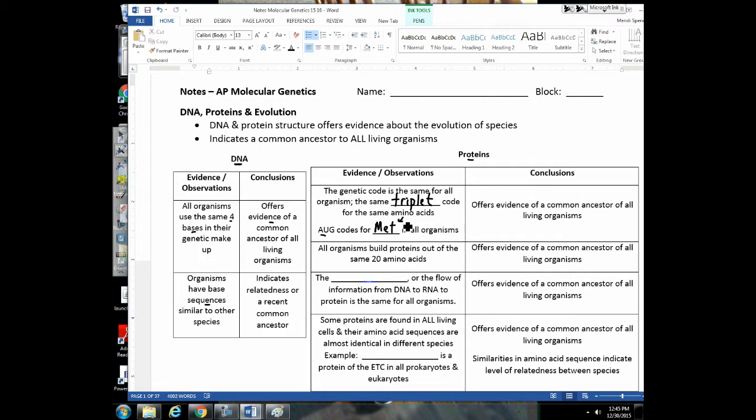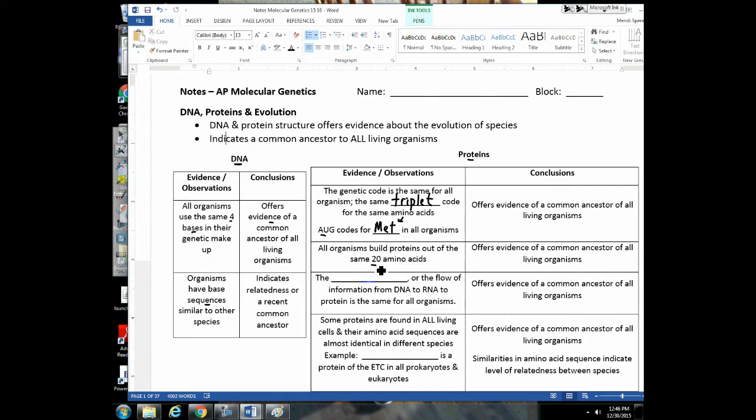Now, the fact that all organisms follow the same triplet code, so an AUG in a human cell is going to code for methionine, just like AUG in a yeast cell is going to code for methionine. So that codon chart that I'm going to show you here in a little bit, it is the same for all organisms on Earth, which indicates there is a common ancestor. Now, we build our proteins out of the exact same 20 amino acids. Again, evidence of a common ancestor.